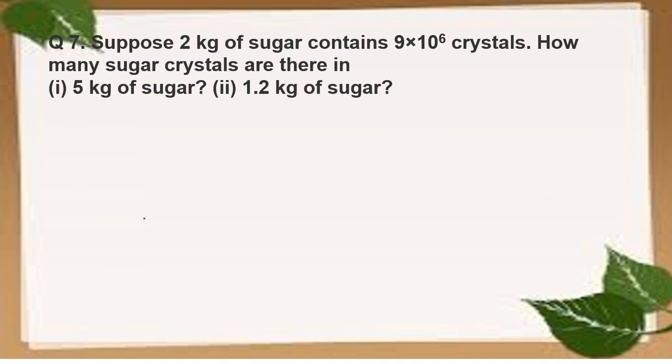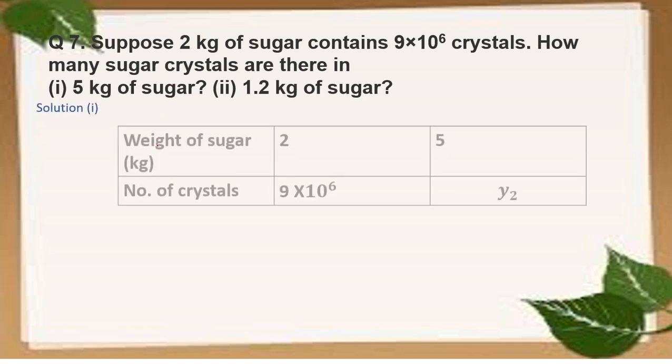Question number 7. Suppose 2 kg of sugar contains 9 into 10 raised to the power 6 crystals. How many sugar crystals are there in 5 kg of sugar and 1.2 kg of sugar? So first we have to find out the number of crystals in 5 kg of sugar. So we use this information and represent it in the table form.